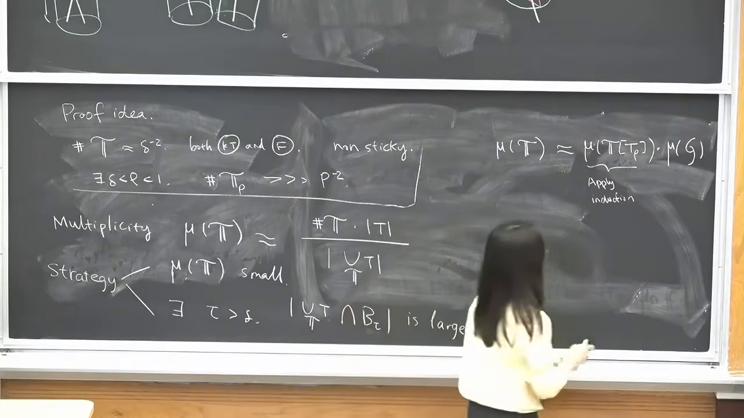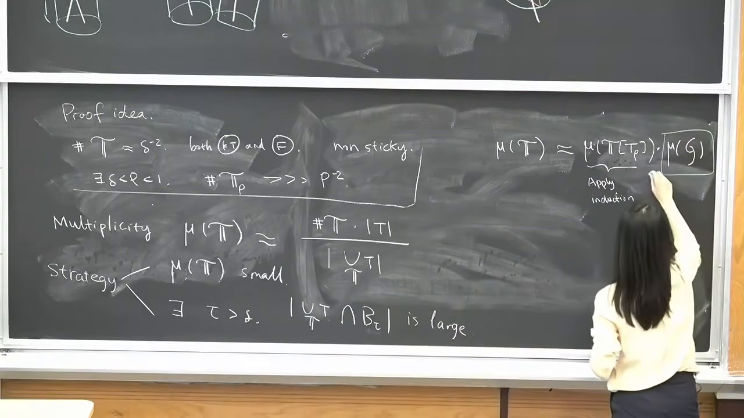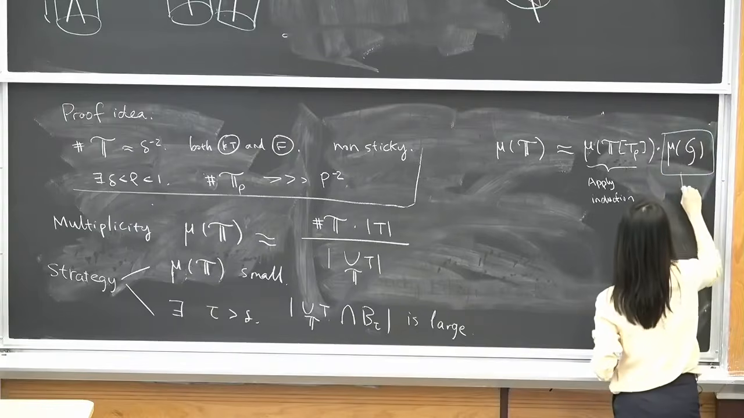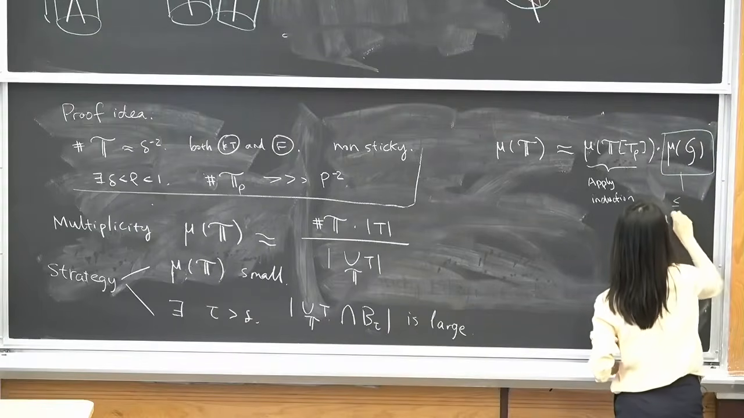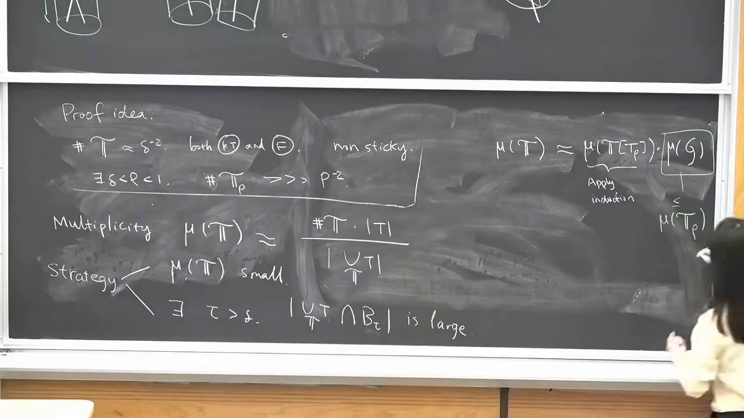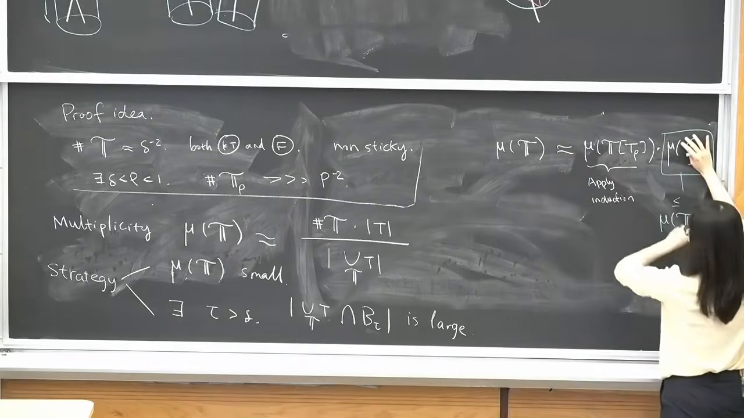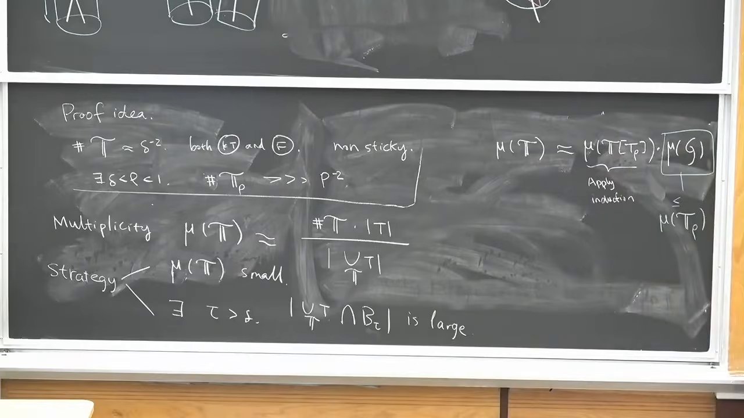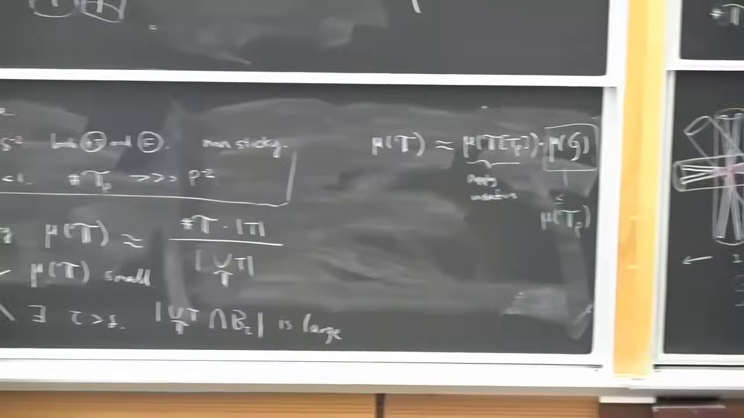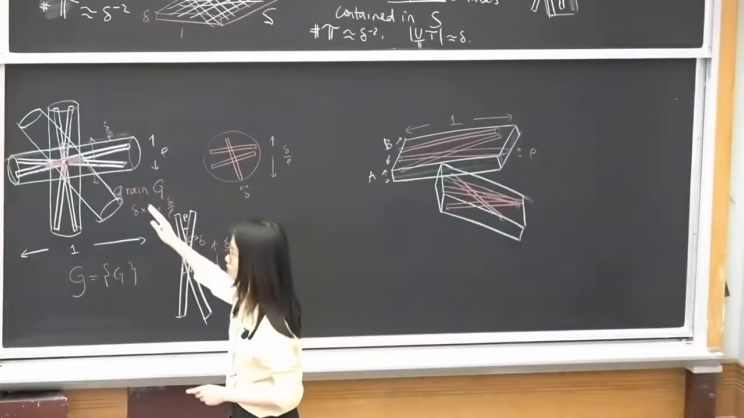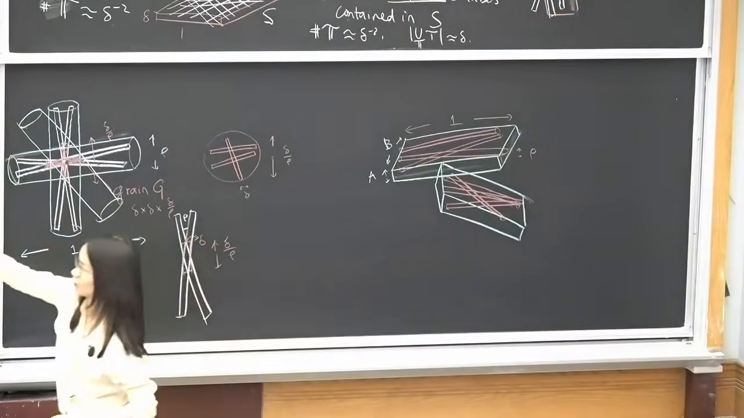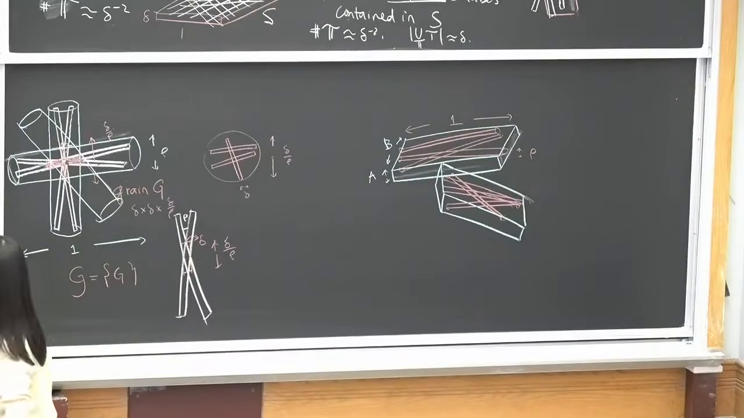I should note that usually in the past we replace this by something less than or equal to mu T rho, like the number of rho tubes through a point. This is what people used in the past. But this way is not efficient because there might be some other rho tubes passing through a point that do not contribute to this multiplicity. This is wasteful, and especially wasteful in the non-sticky case because we have a lot of rho tubes.